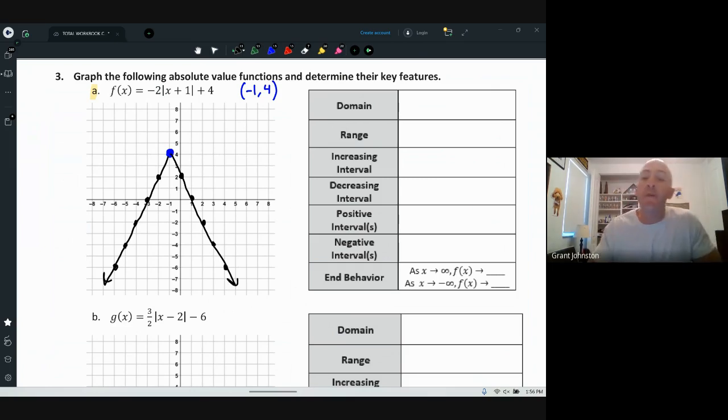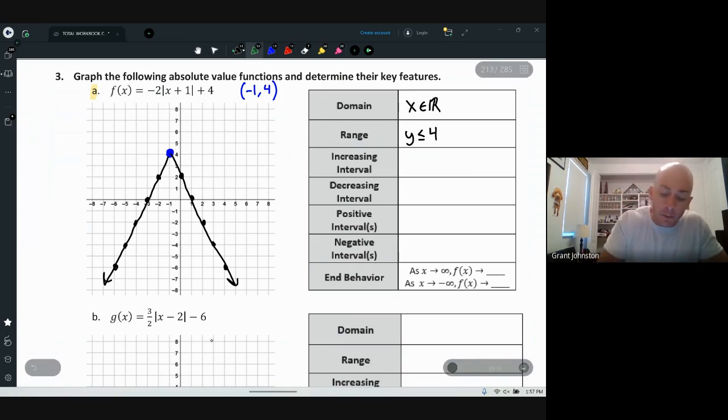So let me do the key features here. I'm not going to scribble all over the graph because it's going to interfere with my ink. So the domain on this is all real numbers. The range: the highest it goes is 4, but then it's below 4, right? The graph is below 4. So I'm going to say y is less than or equal to 4.